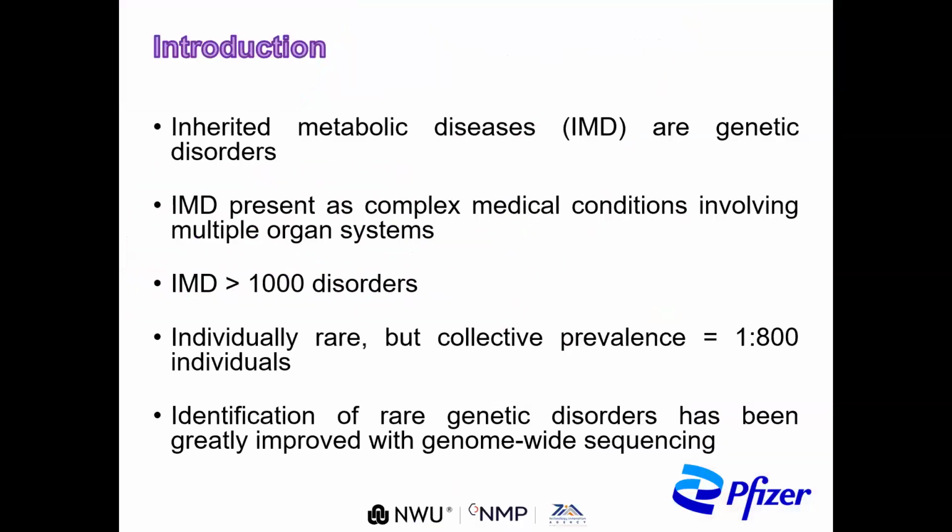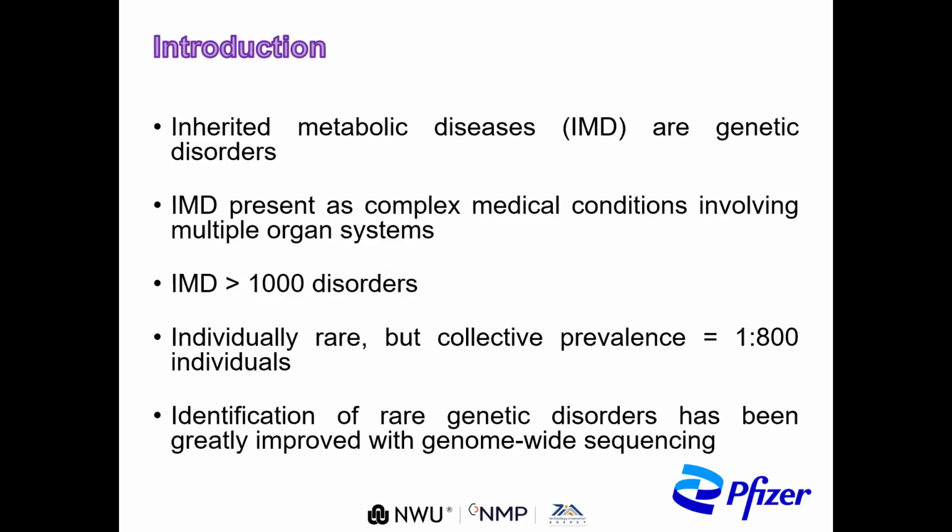So just a little bit of background. Inherited metabolic disorders are a complex and heterogeneous group of monogenic disorders. They usually result from deficient activity in a single pathway of intermediary metabolism. Recognizing individuals with inherited diseases can be difficult because the signs and symptoms often overlap with those of common medical conditions. The most recent nosology of IMDs includes well over 1,000 disorders. Even though they are individually rare, their collective prevalence is estimated at greater than 1 in 8,000 individuals.